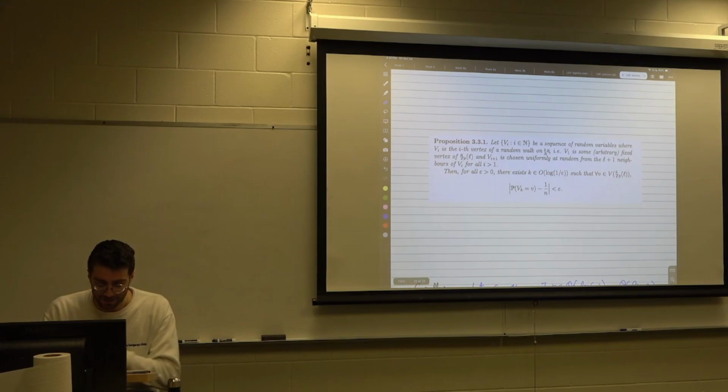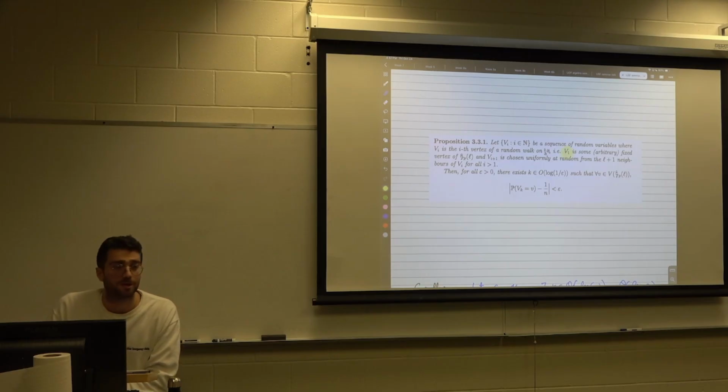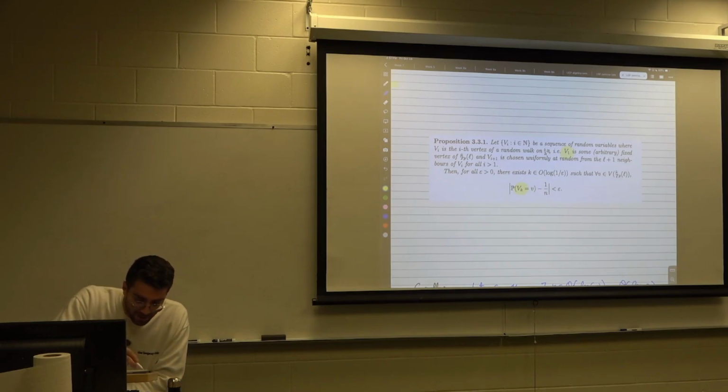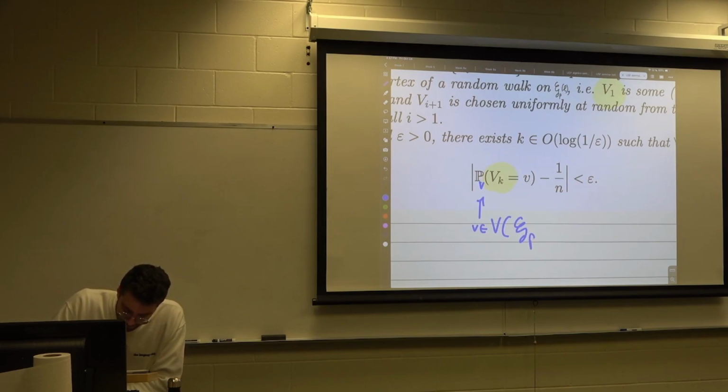So here is the statement. Let's do the following random walk. You start on your favorite vertex, V1. V1 is just some starting point. It could be any starting point on your graph. Every time, you take a step to the next vertex. So you go from V1 to V2 randomly, V2 to V3 randomly. After k steps, Vk is the kth step after starting at V1. And this probability is over V in the vertex set of our graph.